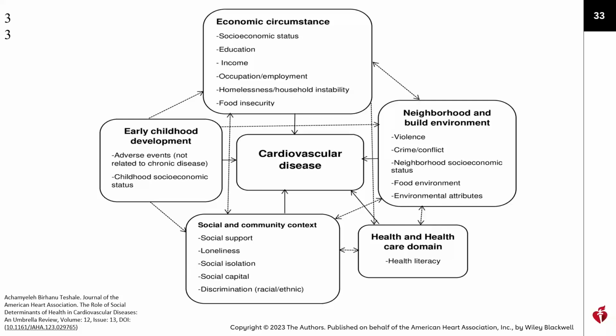Your neighborhood and built environment is extremely important, particularly as it relates to violence and incarceration rates, the socioeconomic status of your neighborhood, whether your community is a victim of redlining, the food environment, the environmental attributes, and your access to health and health care and your health literacy. All of these things contribute to cardiovascular disease, and our impact should be focused on these determinants, social determinants of health. Next slide.